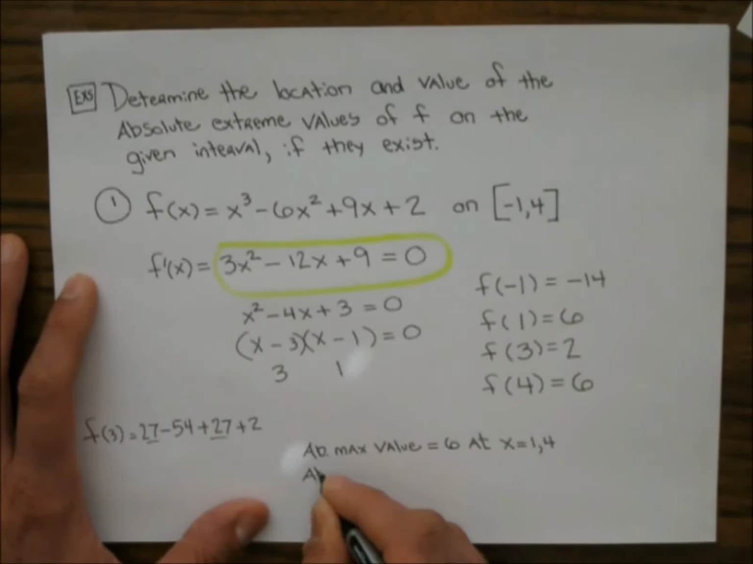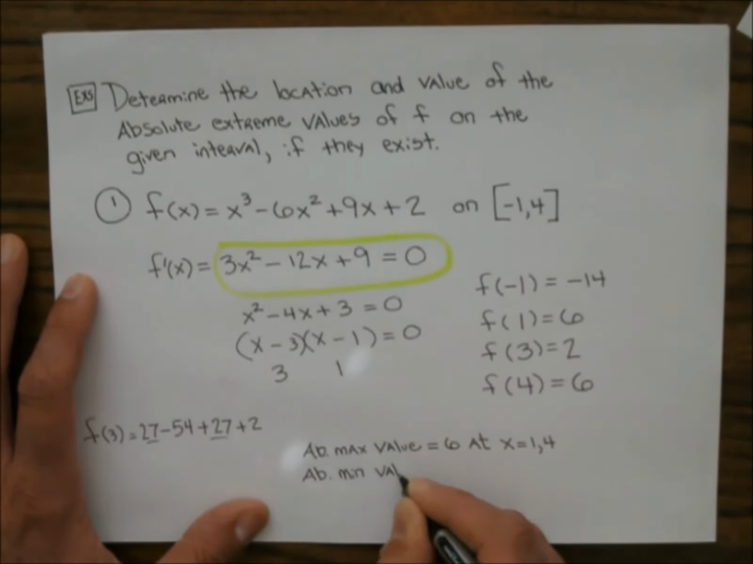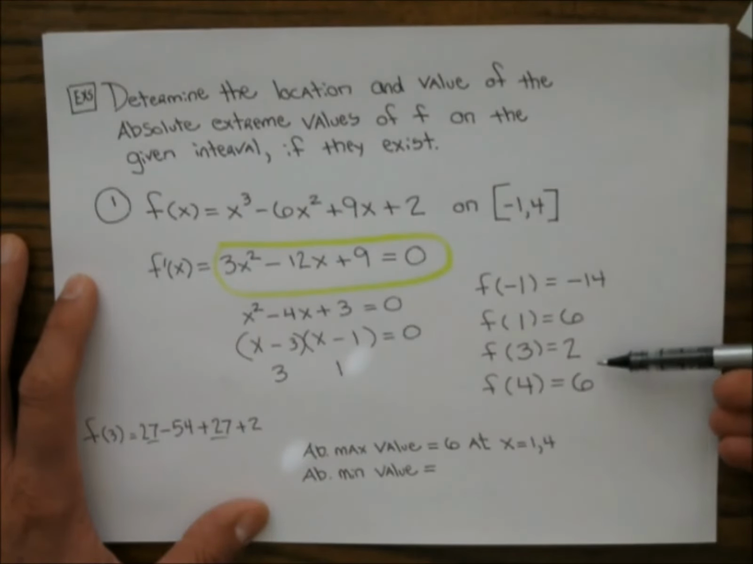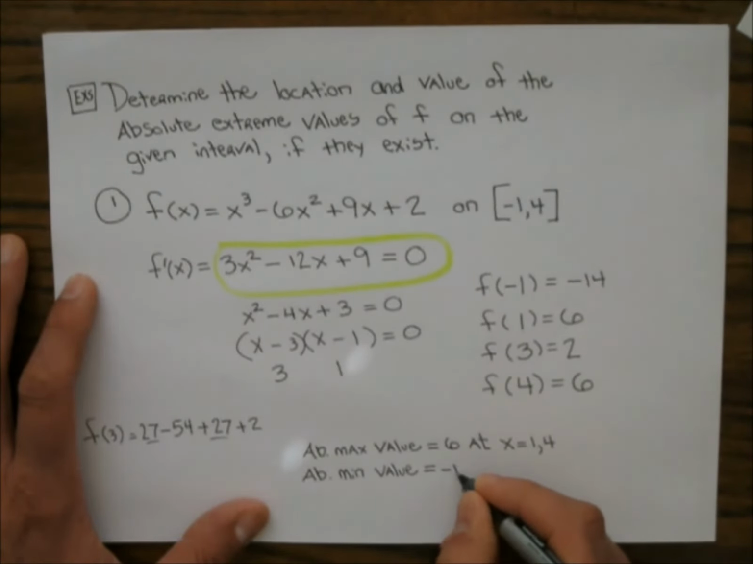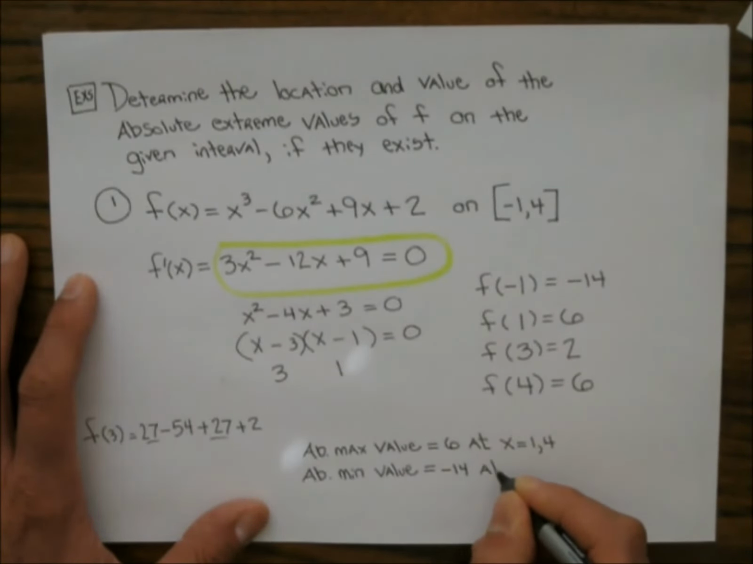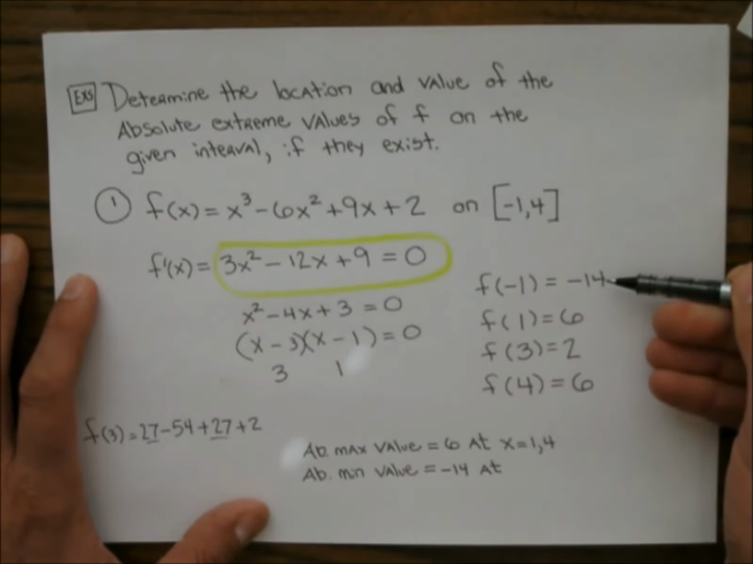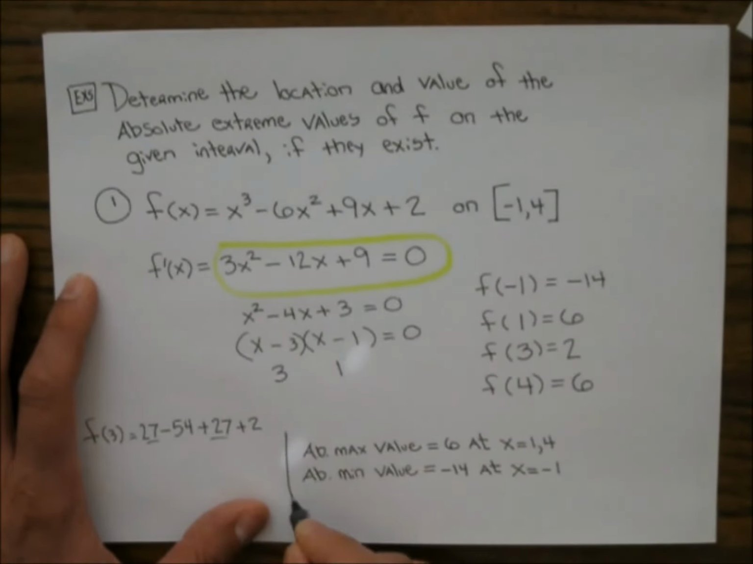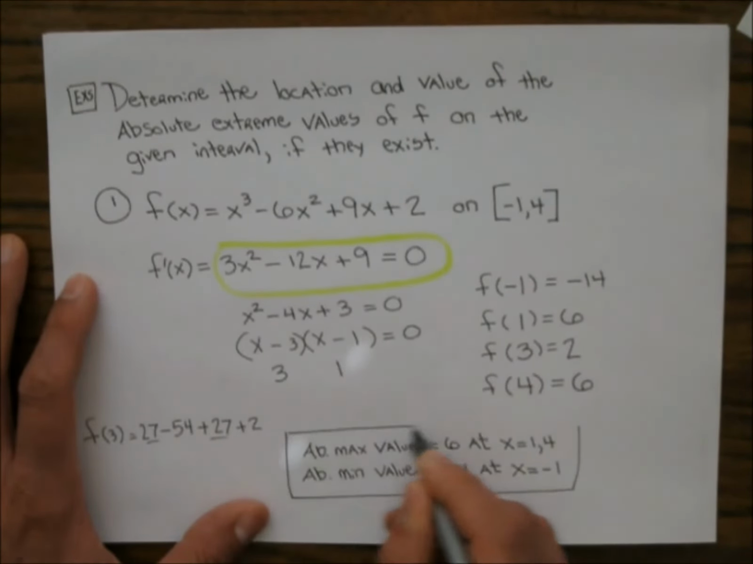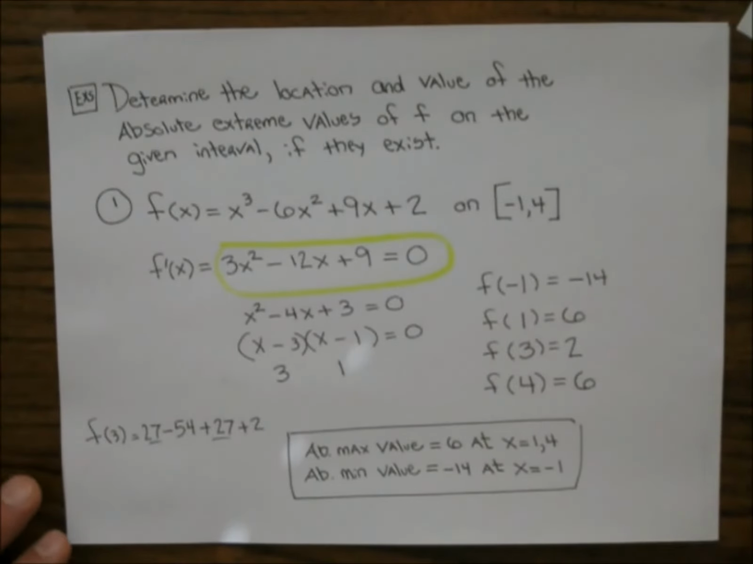And then the absolute minimum value is, so what's the minimum value of these 4 numbers? The minimum is negative 14. There's only one location that happened at, and that's at x equals negative 1. So that's pretty much what they want you to do in your homework when they ask you to determine the location and value of the absolute extreme values.